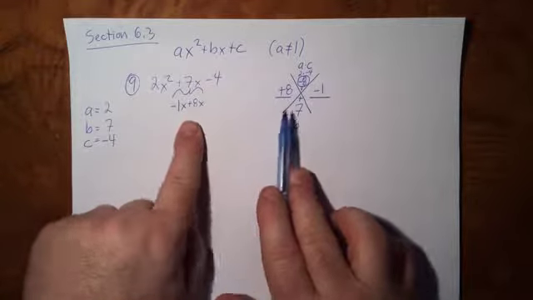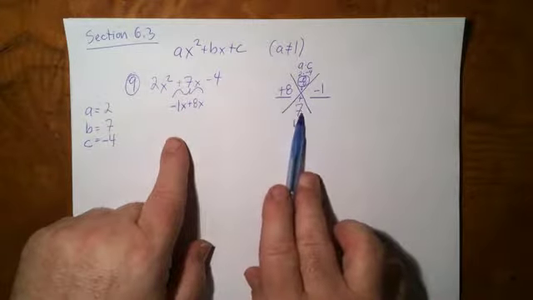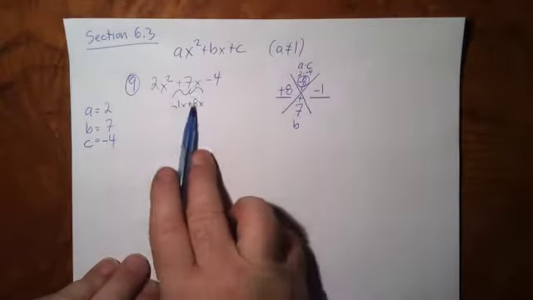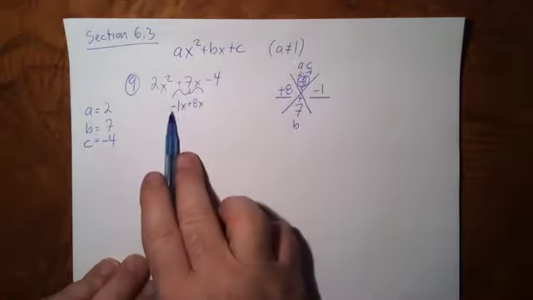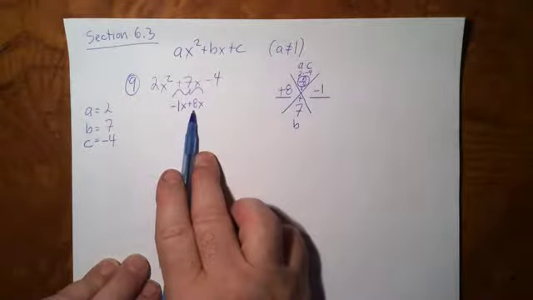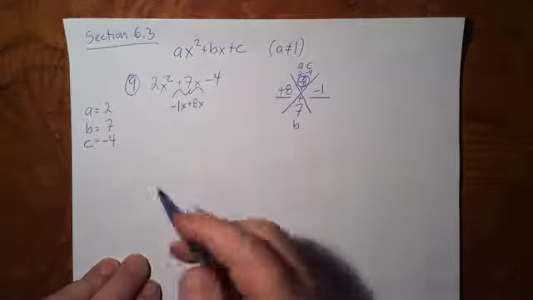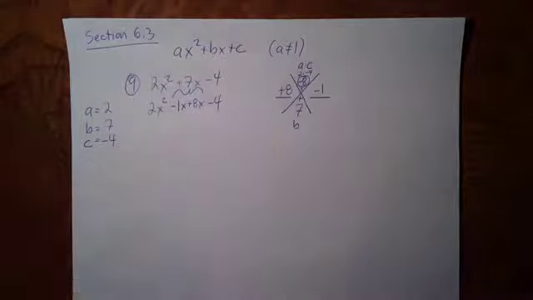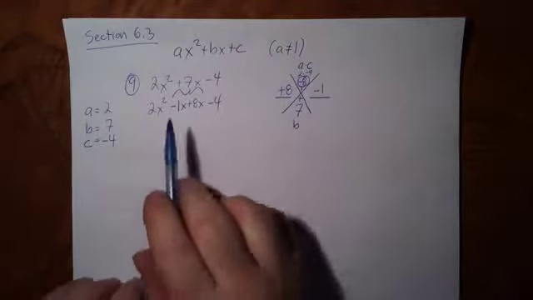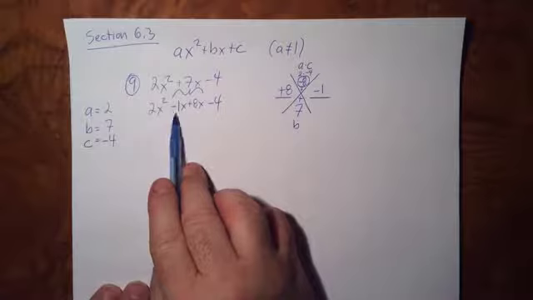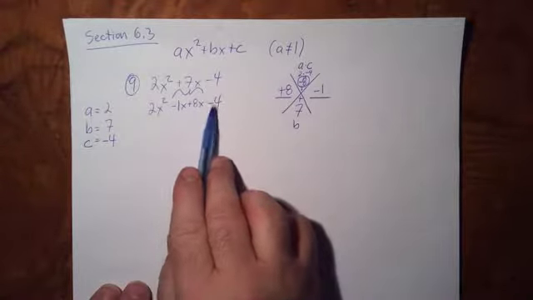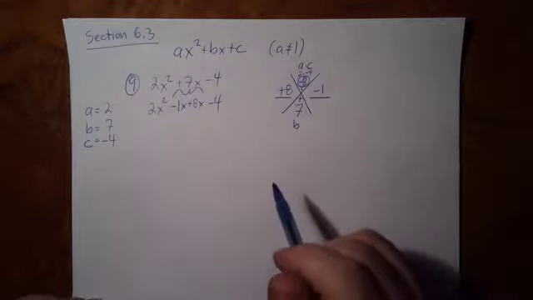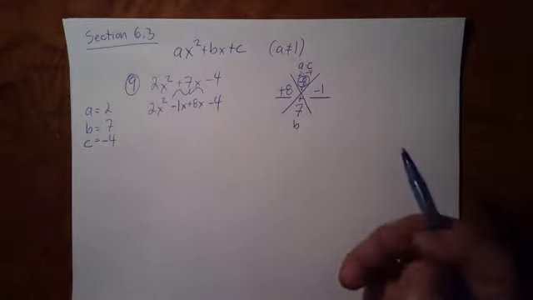This will work because, remember, we get these two numbers by having them add to the 7 that we have in this. Now, after I rewrite positive 7x as negative 1x and plus 8x, I bring down my other two parts of the trinomial. So now I have a polynomial of 4 terms reading 2x squared minus 1x plus 8x minus 4.